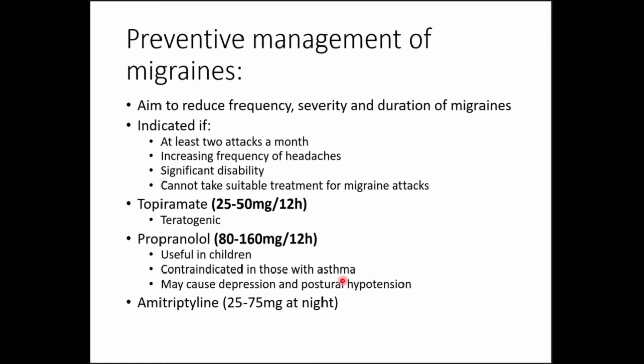Propranolol, so this can take about 12 weeks for a therapeutic effect to become apparent. It has a similar efficacy compared to topiramate and can be used in children. However, in people who have asthma, it's contraindicated. And furthermore, propranolol, similar to other beta blockers, can cause symptoms such as depression, postural hypotension, impotence, and so on. Amitriptyline may be more effective than propranolol in some situations, and it tends to have a faster response than propranolol, and it's typically a low dose amitriptyline, 25 to 75 milligrams at night.